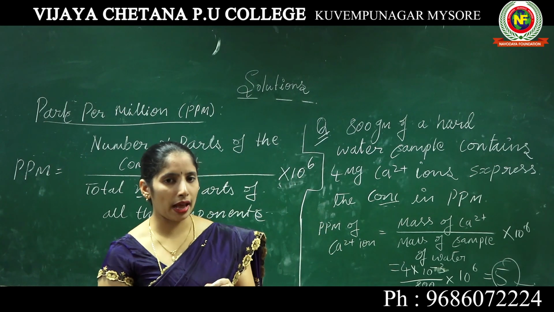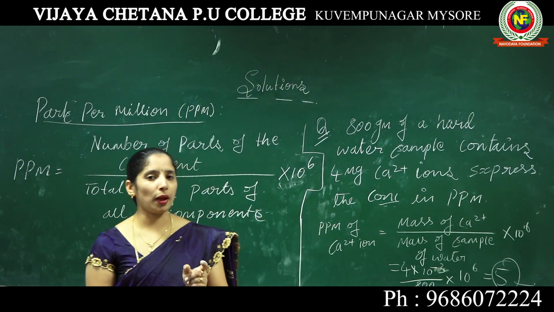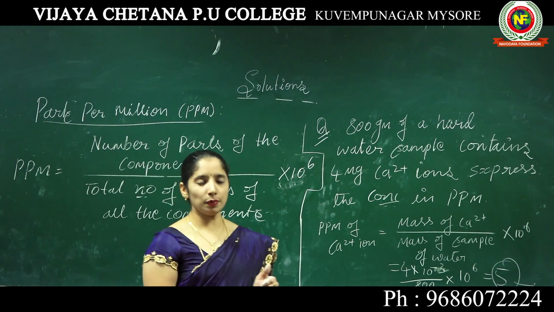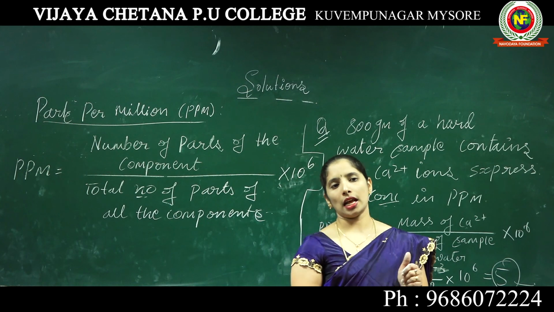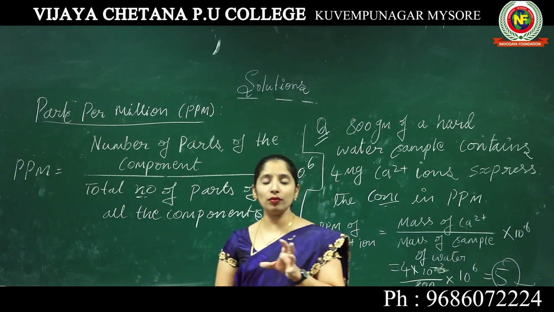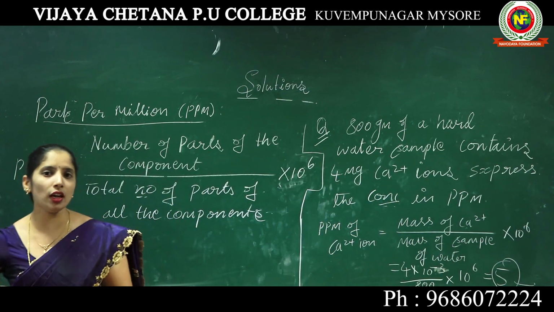So these are all the ways to find out the concentration of the solution: molarity, molality, normality, mole fraction, mass percentage, volume percentage, mass by volume percentage, and lastly parts per million. There are 9 ways to express the concentration of the solution.